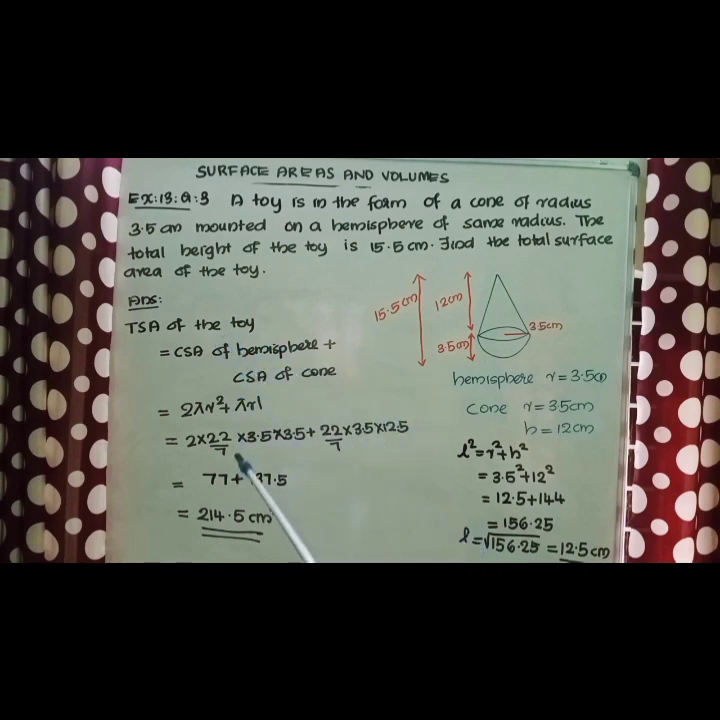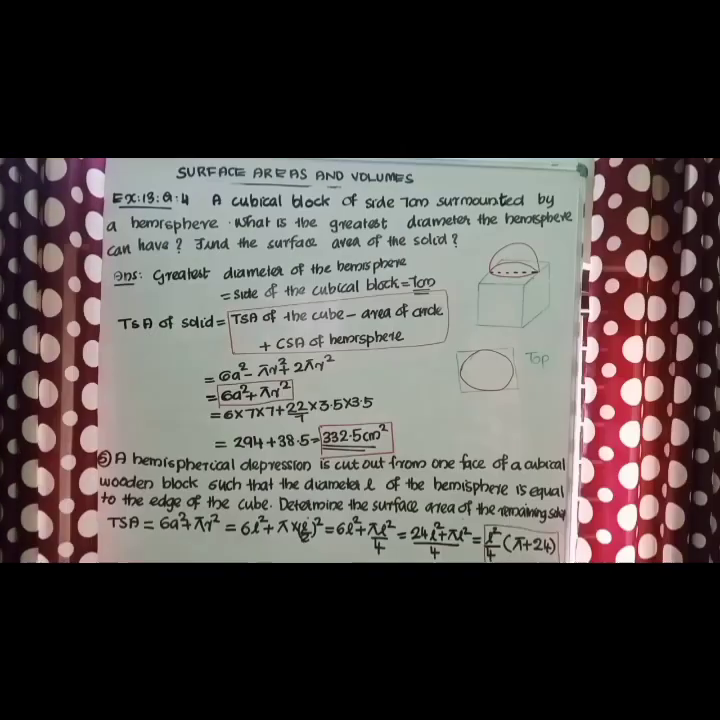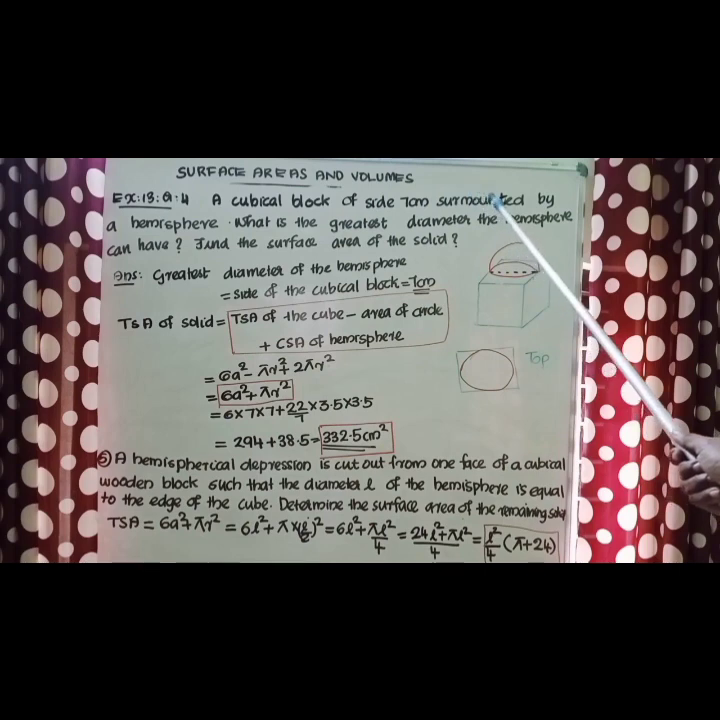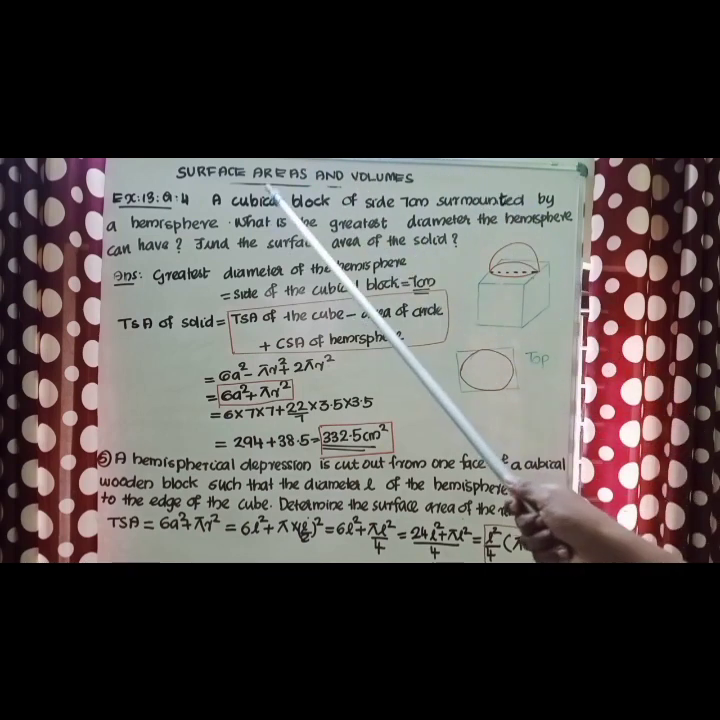So TSA equals 2 × 22/7 × 3.5 × 3.5 plus 22/7 × 3.5 × 12.5. That is equal to 77 plus 137.5. That is equal to 214.5 centimeter square.